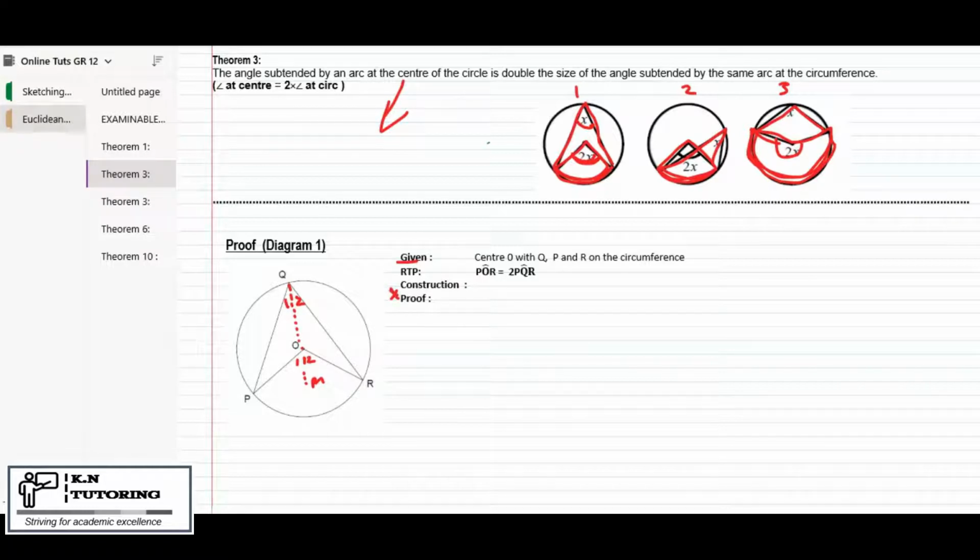Okay, now we come into the proof. Now, very important, remember our RTP, which is required to prove. We are required to prove that angle POR is twice angle PQR. So that is our aim.